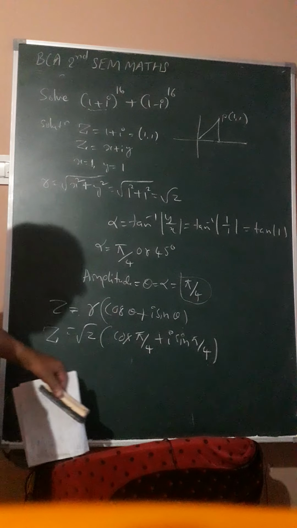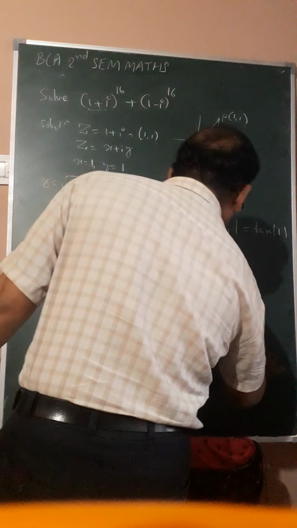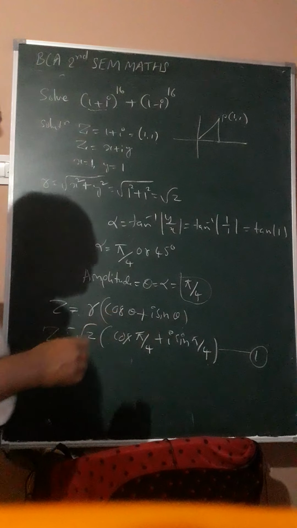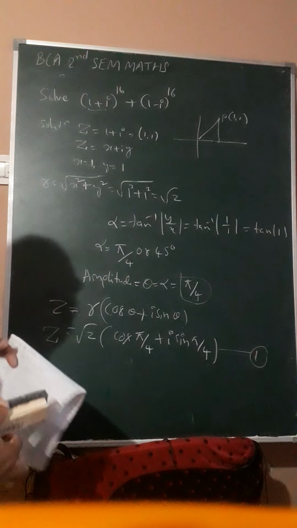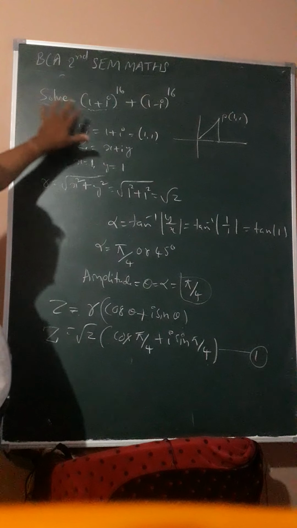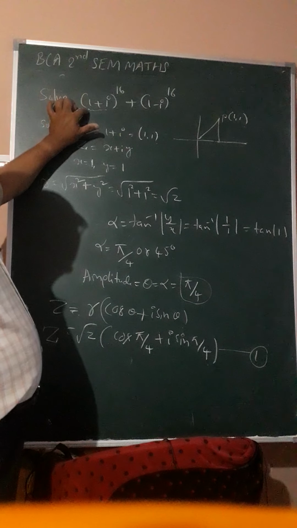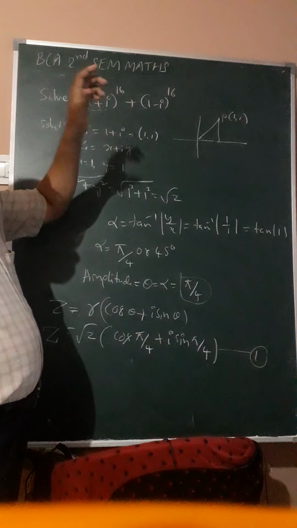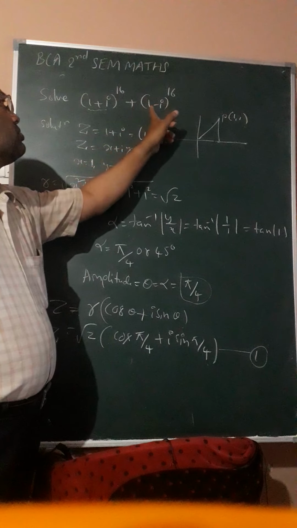Call this equation number 1. Now similarly, we solve the other bracket. Inside, we solve this bracket, except the power, which we will apply later. Now consider this bracket, that is 1 minus i.